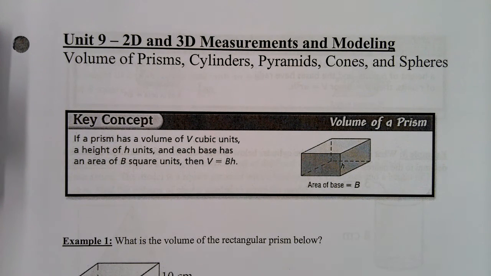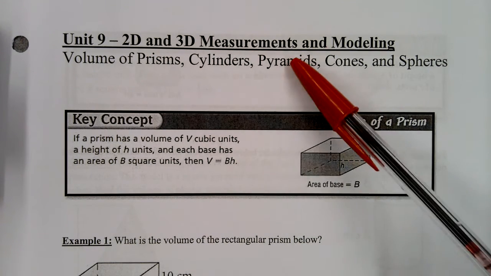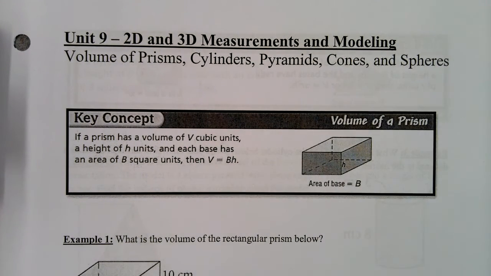All right, the next lesson in geometry is called volume of prisms, cylinders, pyramids, cones, and spheres. So it's 5 different types of figures: 1, 2, 3, 4, 5. I have 1 page on each type. The first page is on prisms.